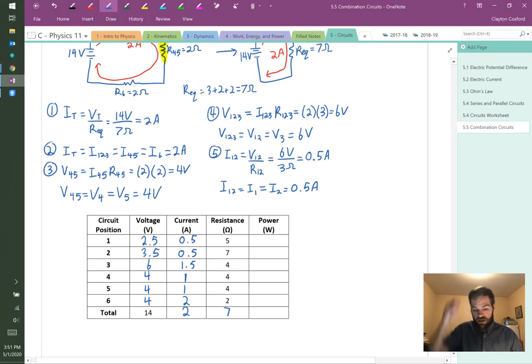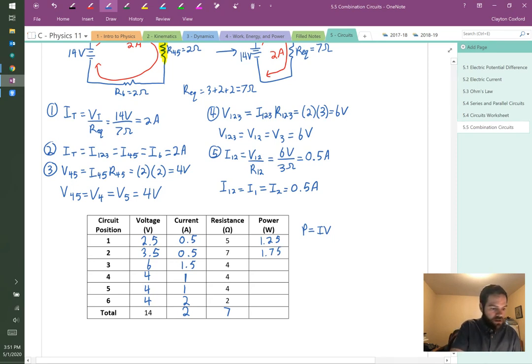And then the last check that we can do here is to figure out the power that is consumed by each of these circuit elements. We can see if the power consumed by all the elements is the same as the power produced by the battery. So let's just quickly do this. Power is just the current times the voltage. So 2.5 times 0.5 is 1.25 watts. 3.5 times 0.5 is 1.75 watts.